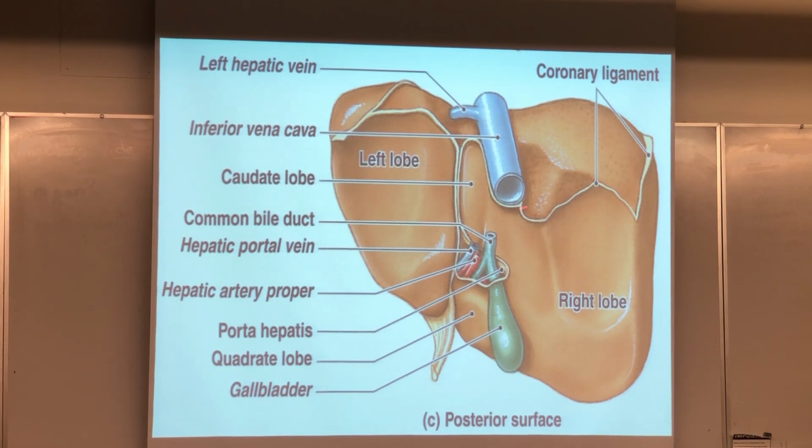We can also see a part of your hepatic portal vein here and a part of your hepatic artery. Blood's going to be coming in through both of those, going into the liver. They'll be exiting through your hepatic veins. And realize what the hepatic vein drains into: this nice big inferior vena cava.